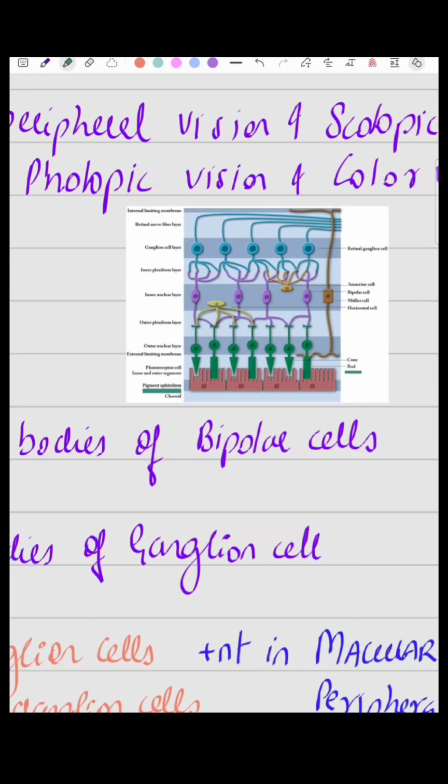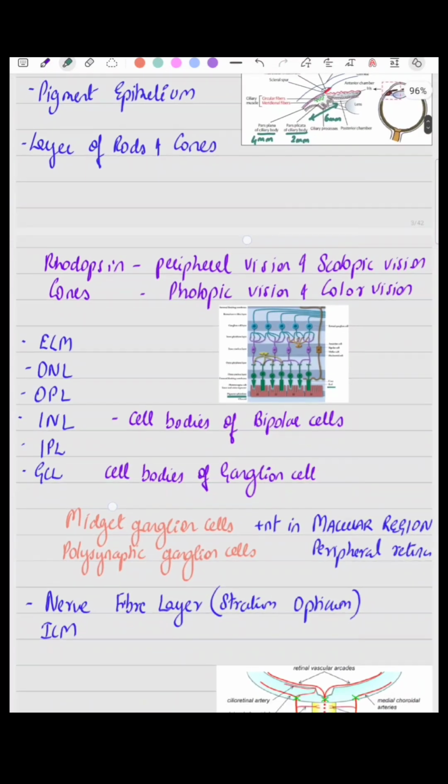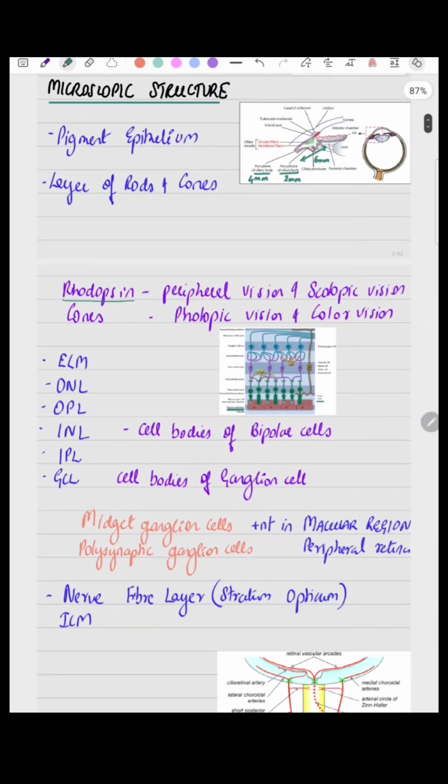The rods contain the rhodopsin pigment. They serve the peripheral vision and the scotopic vision, that is, vision in low illumination. Cones are for highly discriminative central vision, that is, photopic vision and color vision. That is the layer of rods and cones.